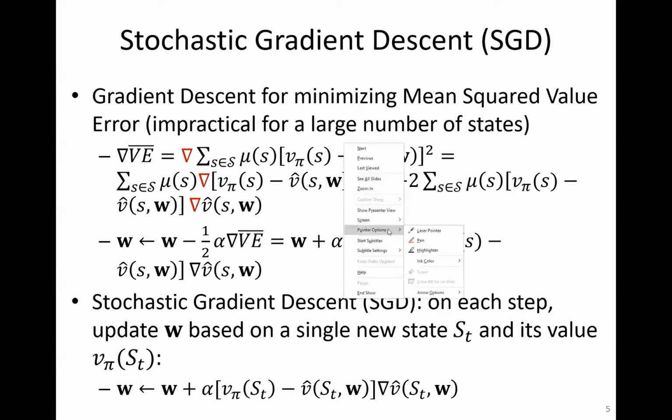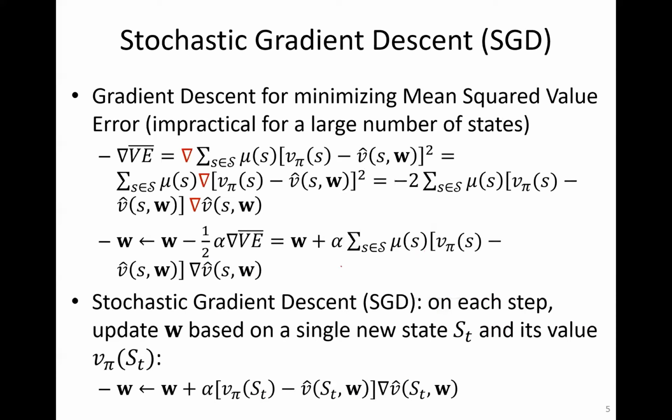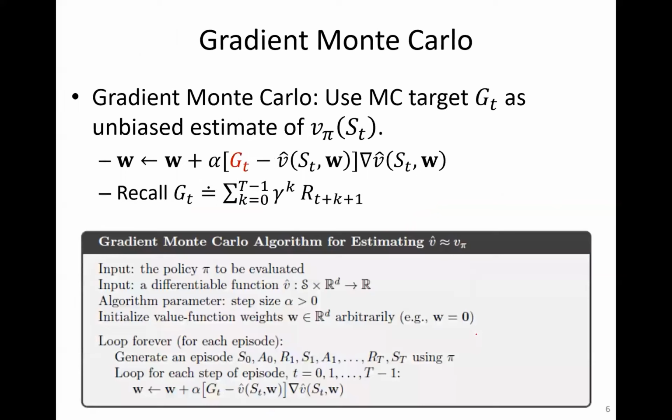So now notice, first we remove this because we're evaluating the expectation by sampling. Second, we now have the capital S_t instead of the small s. This indicates a particular sample of state at time t, whereas small s is a random variable. So that's a stochastic gradient descent.